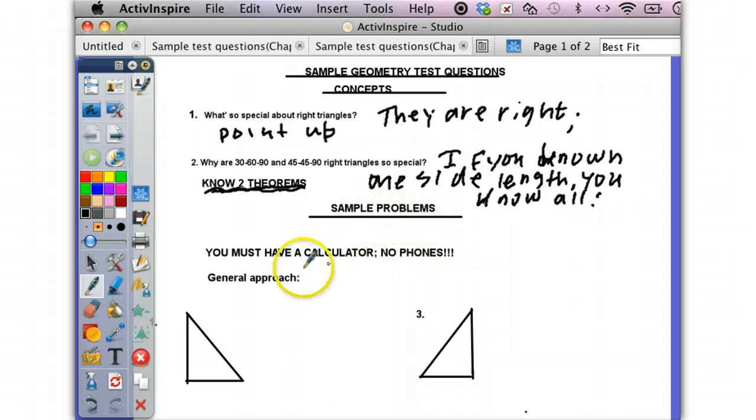All right, let's go to the sample problems now. Remember, you have got to have a calculator. You're not going to be able to use any phones. Okay, so make sure you have your calculators. And as a general approach, I wish I could put the worksheet up here, but look at the worksheet for a minute. Let's look at the sample questions here. You look at the first set of 4. What do you notice? You notice that you got 2 lengths given, 1 missing.